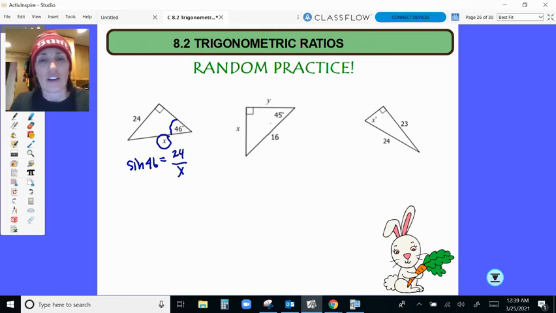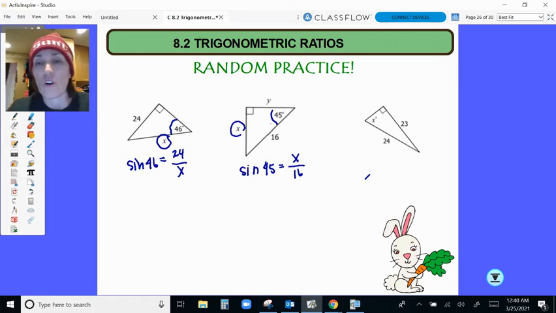On this next one, I have lots of variables here, so I'm just going to pick one. I'm going to pick x first of all. I have my angle 45 here. So x is opposite, and I have my hypotenuse. So I'll probably start again with sine of 45 equals my opposite x over 16. Once I find that side, I could use either cosine or tangent, any of those.